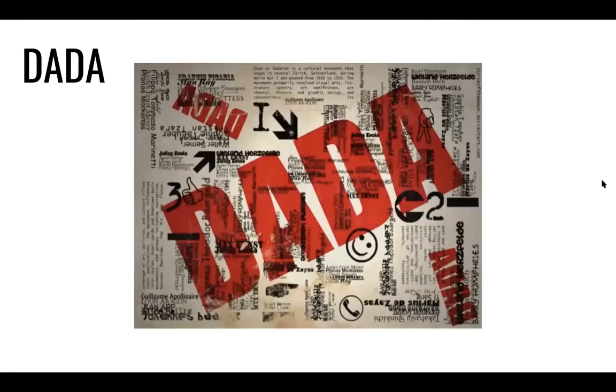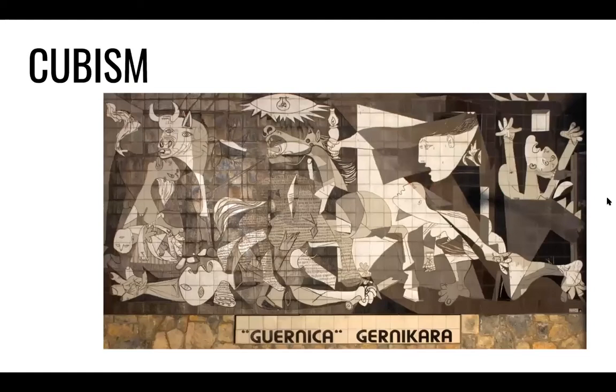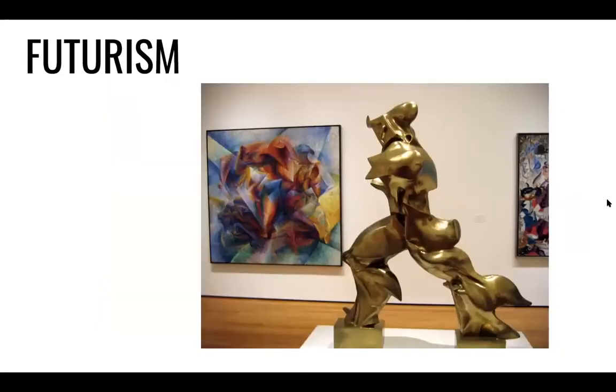Before we go too deep into that, we're going to look at some of the other influences that are also happening during this time. Dada, which we have discussed earlier. We have Cubism. This is Picasso's Guernica. Very graphic designy. It's almost like pixelated if you look at it, before pixelation was a thing. We have Futurism, which was very popular in Italy and had to do with machines and how fast you could go.